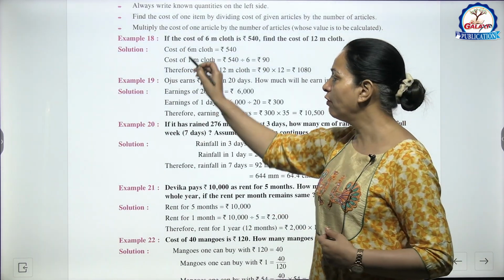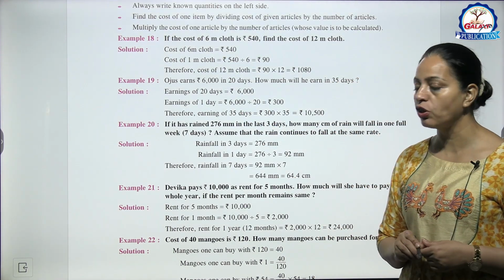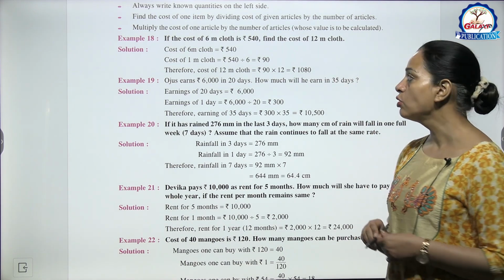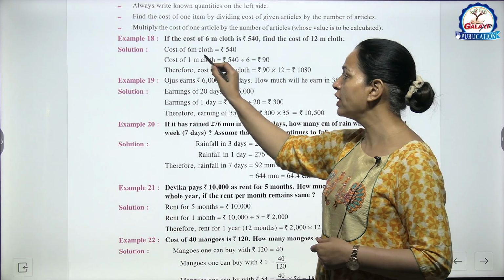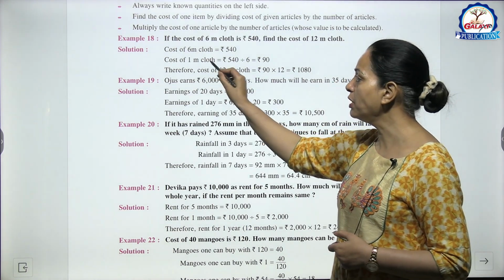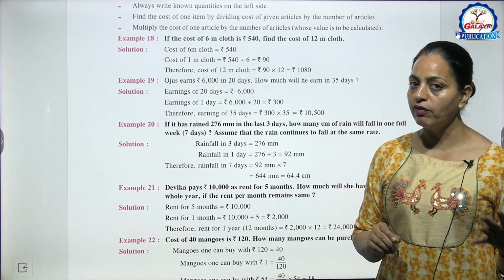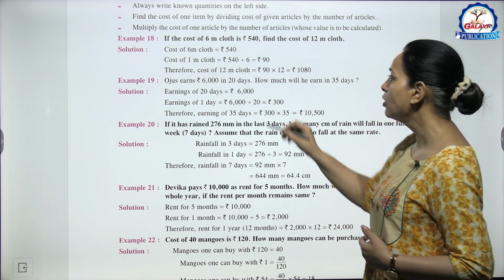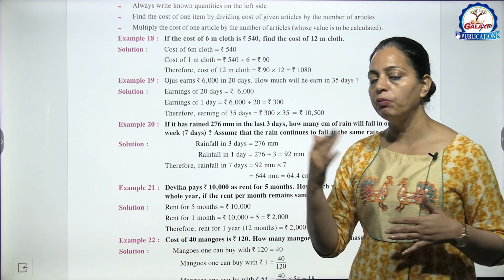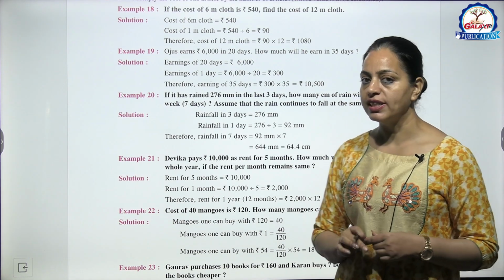Example 18, if the cost of 6 meter cloth is rupees 540, then find the cost of 12 meter cloth. So first write cost of 6 meter cloth rupees 540, cost of 1 meter cloth 540 divided by 6, कम होगी 1 meter की cost, so divide. So that is rupees 90. Now cost of 12 meter, it would be more. So multiply 90 into 12, 1080.